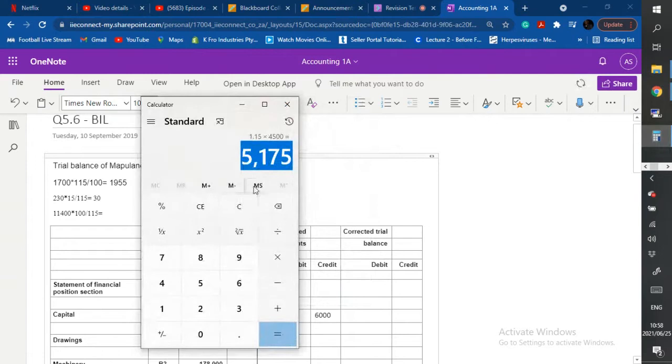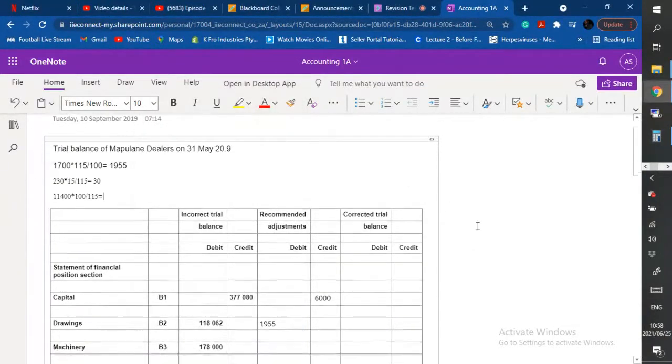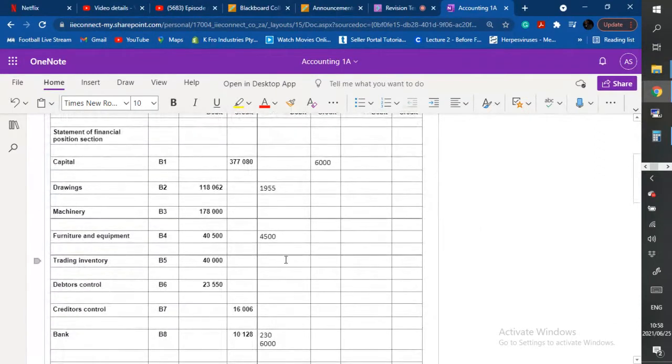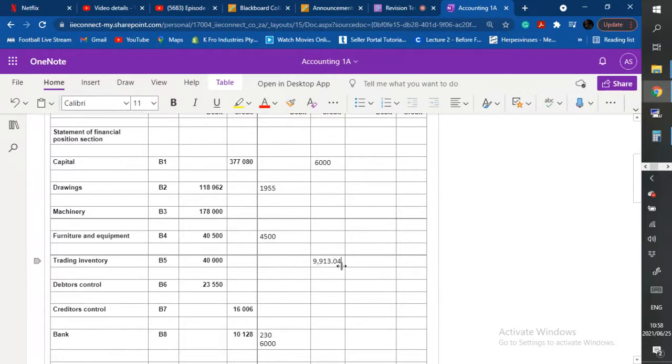Let's quickly calculate that. 100 divided by 115 times 11,400. Boom, and there we go. That's what we debited on trading inventory initially. So now to correct that debit, we need to credit that amount to remove the error. Now that we've done that, we can go to the machinery account and debit this, because this is where it was supposed to be recorded in the first place.